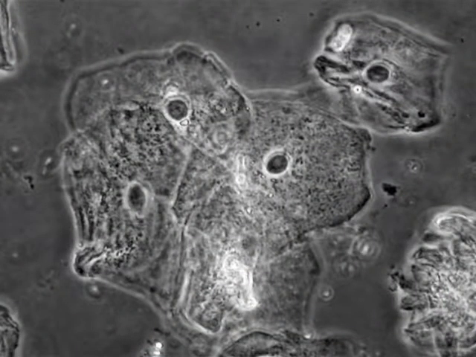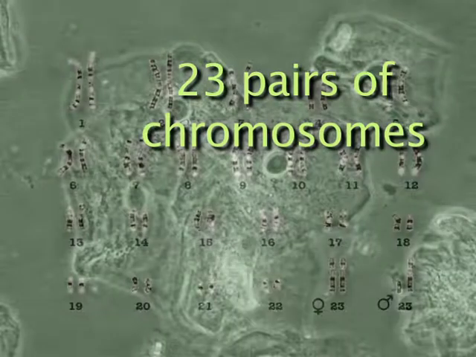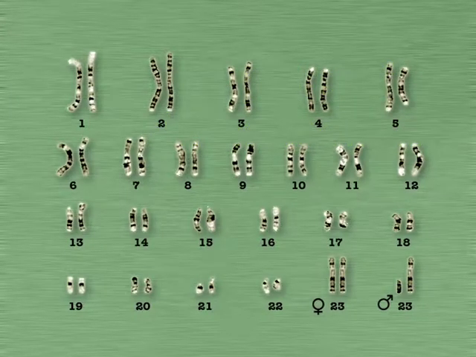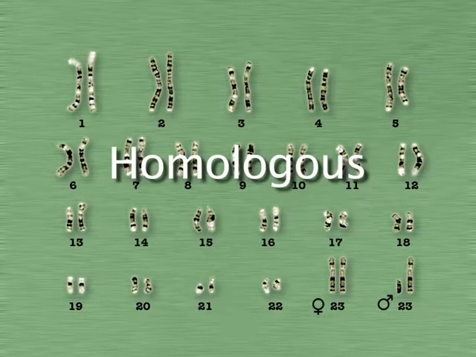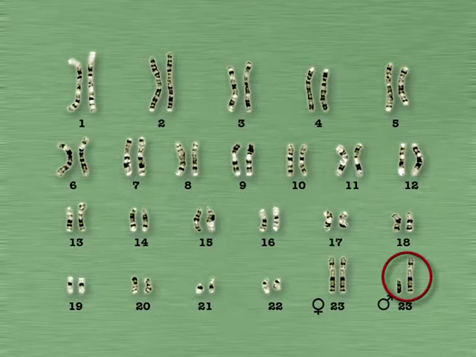In each of our cells, except for red blood cells which do not have a nucleus, we have 23 pairs of chromosomes. In females, all 23 pairs are homologous, which means they carry the same genes at the same loci. In males, 22 pairs are homologous, but the sex chromosomes X and Y are not homologous.